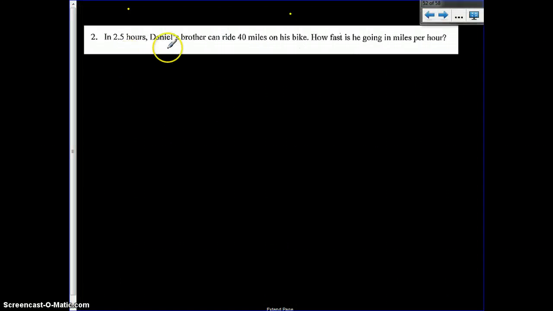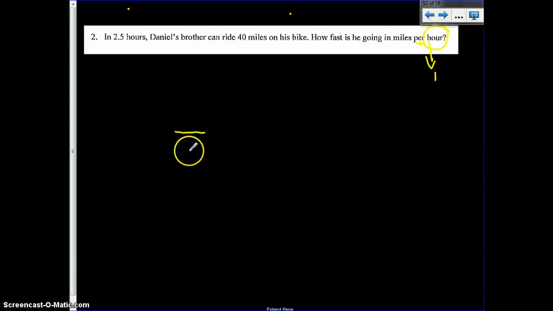So it says 2.5 hours. Daniel's brother can ride 40 miles on his bike. So the first thing you should do here is write that as a rate, because that's what's going to help you see the next part. So I put my fraction bar. It says how fast is he going in miles per hour. So whatever comes after the per is the part you want to find one of. So that's your denominator. If you ever see per, whatever unit comes after it should be your denominator.